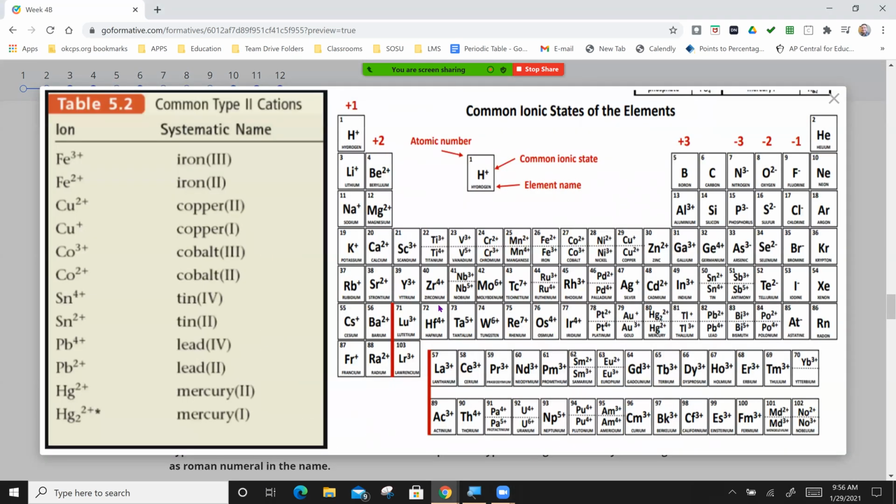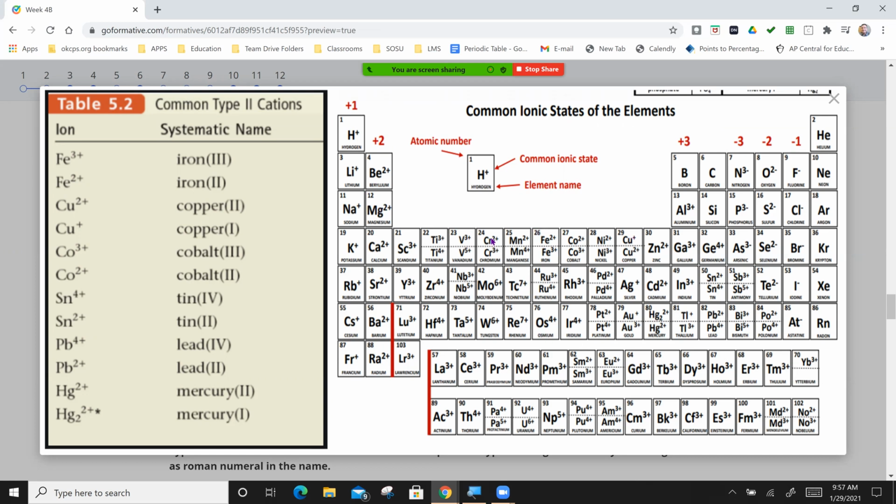Also, we're going to remember ionic compounds. Ionic compounds had 2 types. One in which we use cations that have only one possible charge, and this is what we see in groups 1, 2, and 3A. But we also talked about type 2 cations in which there's more than one charge. You can see this here in the middle section, where we see the transition metals.